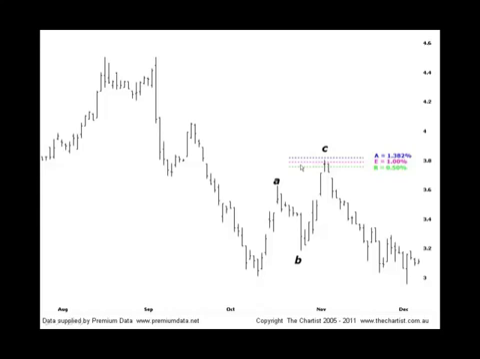Where wave A equals wave C. We're looking for symmetry, wave C being the same length as wave A. And I'm sure if we did an external price extension, we'd get a 38.2% tag in that area as well. So there are many ways you can do it, and the alternate is 1.382. So we take this distance and multiply it out by 1.382.